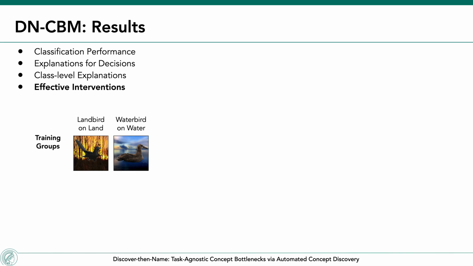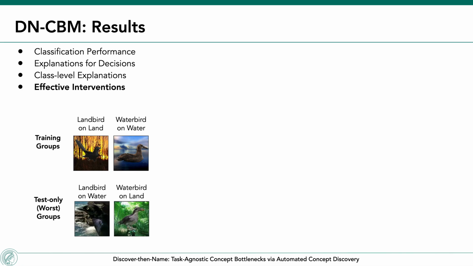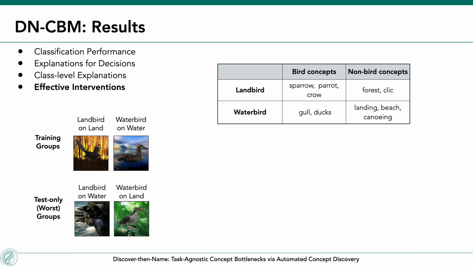To show this, we train a classifier on the binary land bird versus water bird classification task using the waterbirds 100 dataset, where bird and background types are perfectly correlated during training. This correlation is removed in the test set in the so-called worst groups, so a model that relies on background features would perform poorly. After training, we prune the classifier to only use 5 concepts per class and manually classify them as being bird or non-bird concepts.